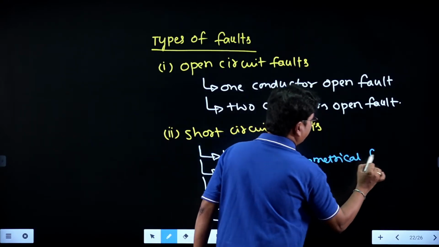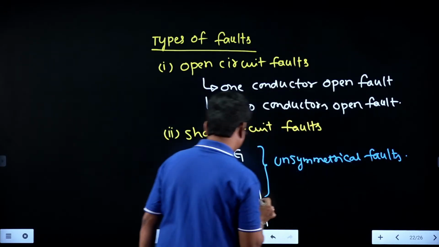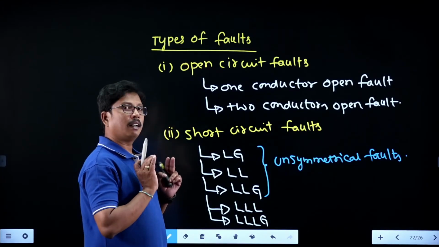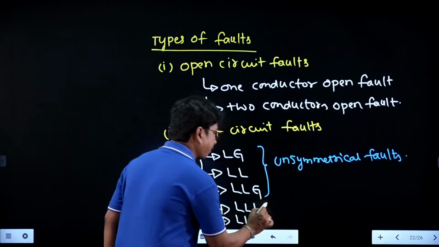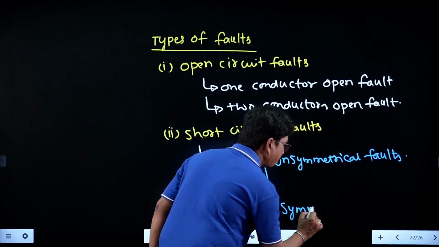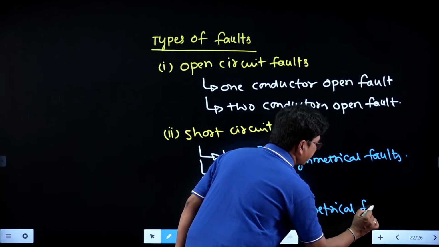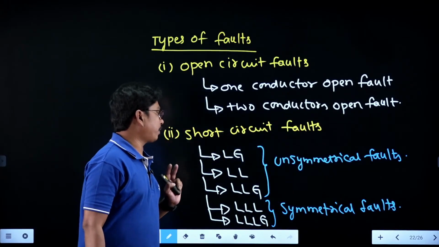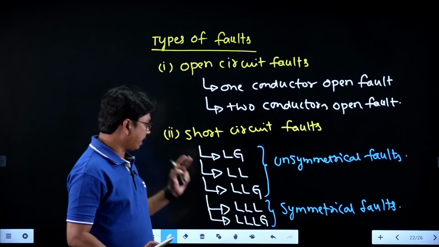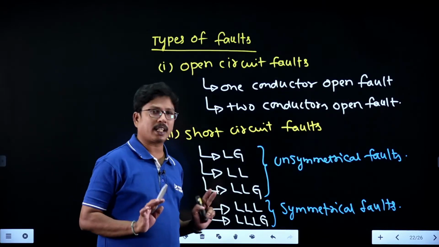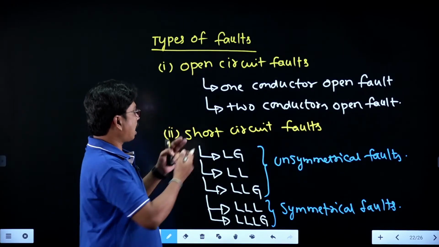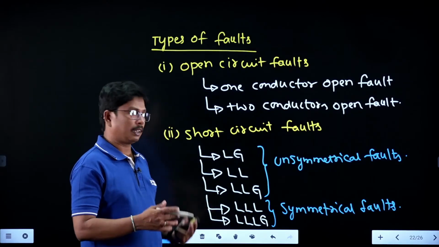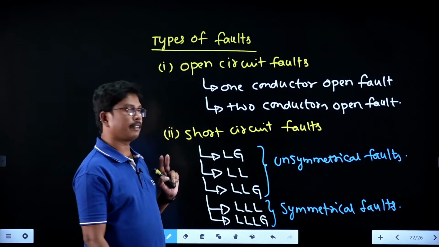These are unsymmetrical or unbalanced faults. Whereas in the triple L and triple LG faults, as all three phases are involved in the fault, we can call them balanced faults or symmetrical faults. These two are balanced or symmetrical faults. Among these faults, the highest probability fault is LG, the most common fault, and the least common faults are triple L or triple LG faults. That is, symmetrical faults are the least common faults, and the most common fault is LG fault. Clear, right? And the most severe faults are the symmetrical faults, and the least severe fault is LG fault.